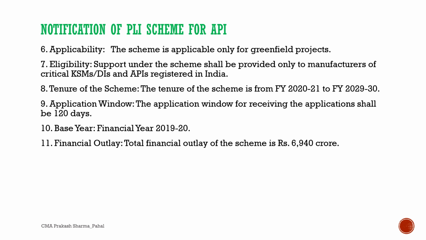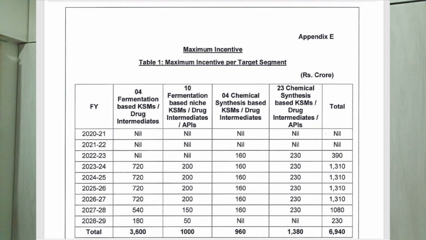Applicability: this scheme is applicable only for greenfield projects. Eligibility: support under the scheme shall be provided only to manufacturers of critical KSMs, DIs and APIs registered in India. Tenure of the scheme: the tenure of the scheme is from FY 2021 to FY 29-30. Application window: the application window for receiving the applications shall be 120 days. Base year: financial year 2019-20. Financial outlay: total financial outlay of the scheme is rupees 6,940 crores.